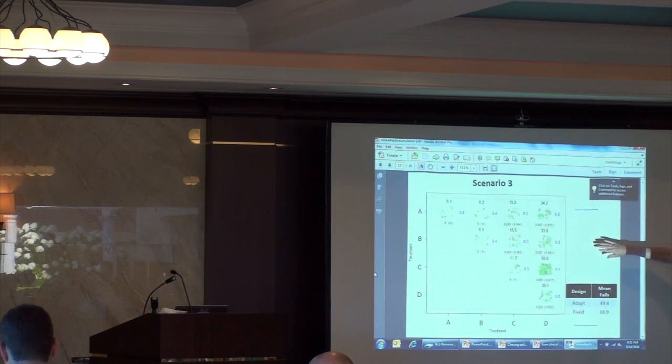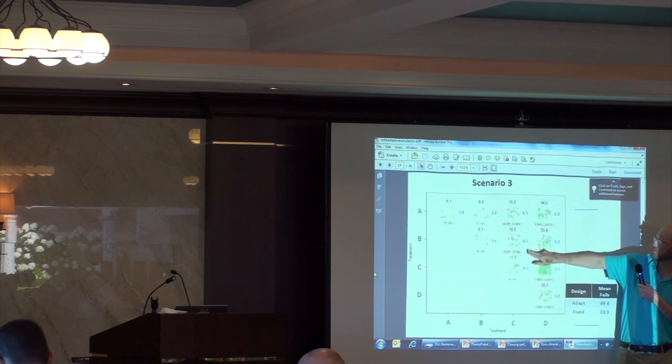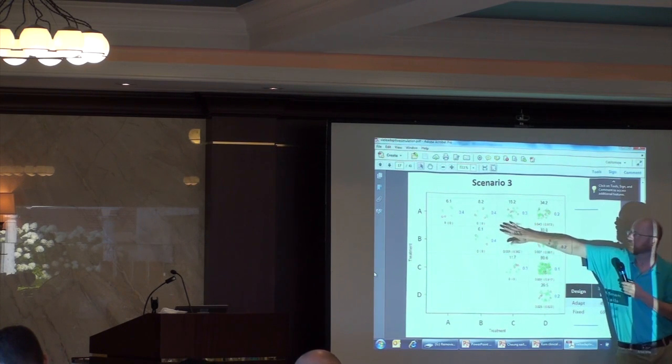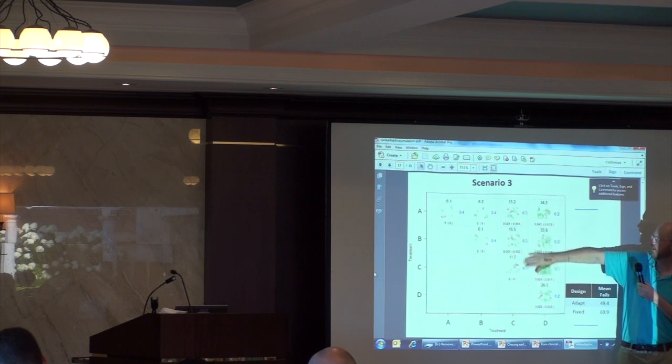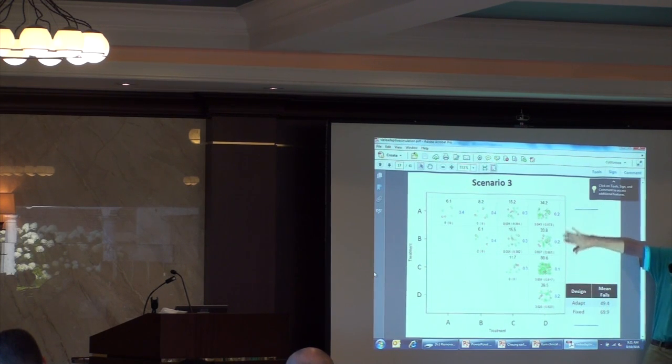This is a situation where dose or treatment C has some small effect. So the death rate's 40%, C takes it down to 30, D takes it down largely to 20, but there's a little bit of synergy here. So if you can give D plus C together, that takes it all the way down to 10.